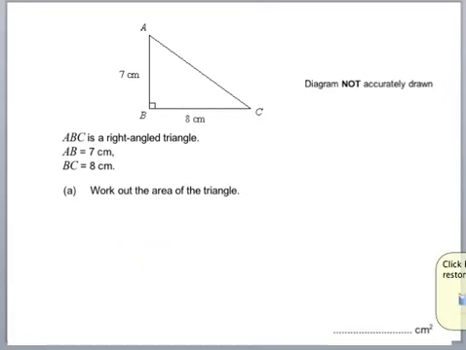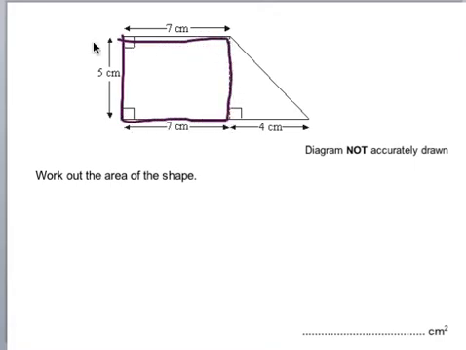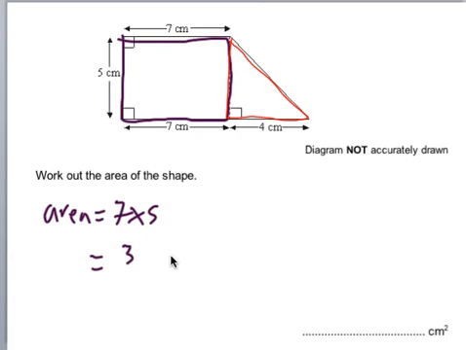Now, this next question, again, we're looking at working out the area of this shape. This would probably be a 3-mark question. There are two different ways we can work it out. We can break it down into two different shapes. If you notice here, we have a rectangle shape and we also have a triangle shape. So we can work out the area of the rectangle. The area of the rectangle is simply base times height, so that's 7 multiplied by 5, which is going to give us 35.